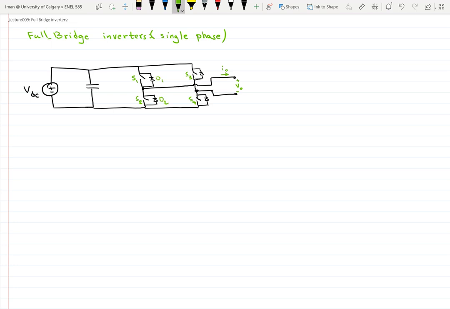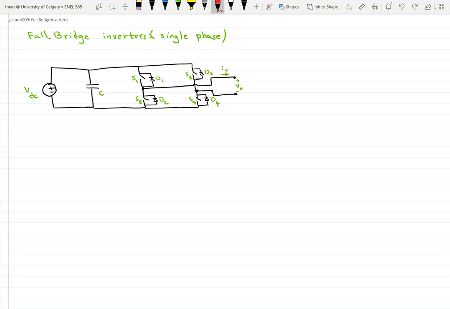So S1, S2, S3, S4, and D1, D2, D3, D4, and this is C. This is the input VDC. Okay, so we see that here we have actually two legs instead of one leg, 1 and 2, whereas in the half bridge we had one leg. And so that's the big difference.